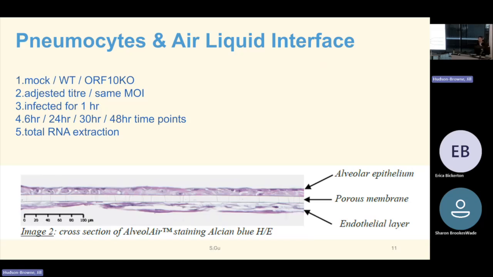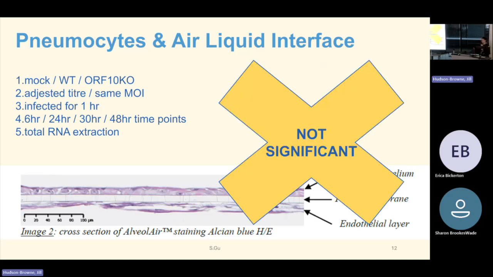There are 3 different groups: the MOCK uninfected group, the wild-type infected group, and the knockout infected group. Those viral loads were added on top of the membrane in contact with the alveolar epithelium for an hour and then washed off. Cell supernatant was taken at several different time points, and the total RNA extraction was done after 48 hours of infection. However, we don't see any significant difference in those 2 models.